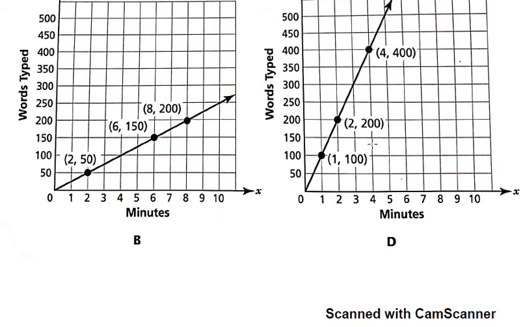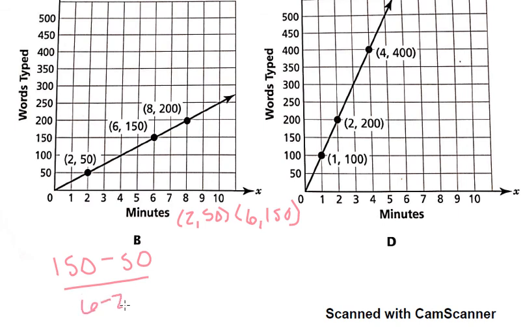So then we go on to answer choice B. So I'm going to take 2 and 50, and I'm going to take 6 and 150. So that's going to be 150 minus 50 over 6 minus 2, which is 100 over 4. This person's only typing 25 words per minute. That is not anywhere close to more than 50. So this is going to have to be our answer.